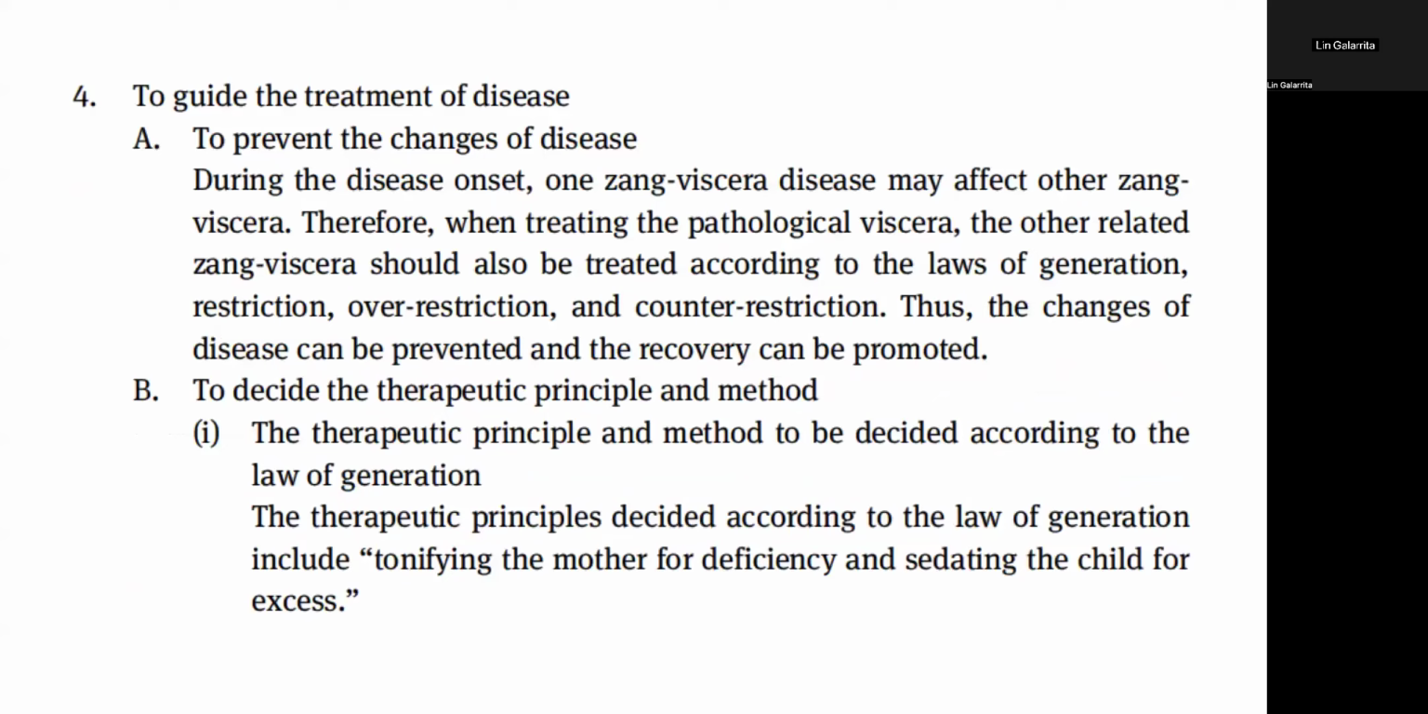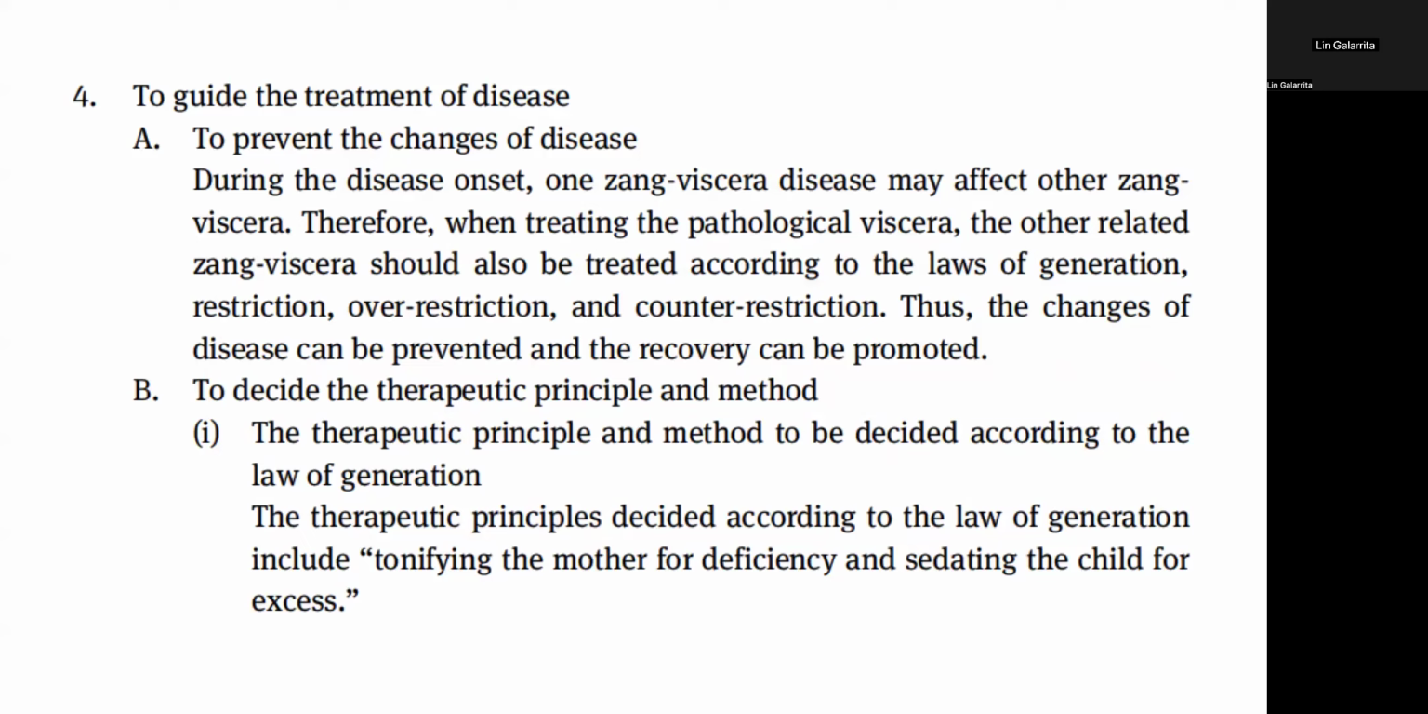The next function is to guide the treatment of disease, to prevent the changes of the disease. During the disease onset, one Zang viscera disease may affect other Zang viscera. Therefore, when treating the pathological viscera, the other related Zang viscera should also be treated according to the laws of generation, restriction, over-restriction, and counter-restriction. Thus, the changes of disease can be prevented and the recovery can be promoted.